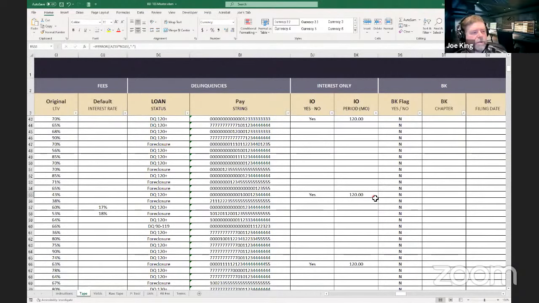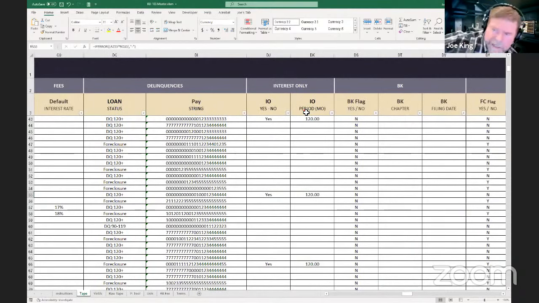The original LTV uses the value at the loan origination, and the current LTV uses the current value. So they're going to be different because the valuations are either going to go up or down, and the payments are either going to go up or down. So hopefully that answers the question.